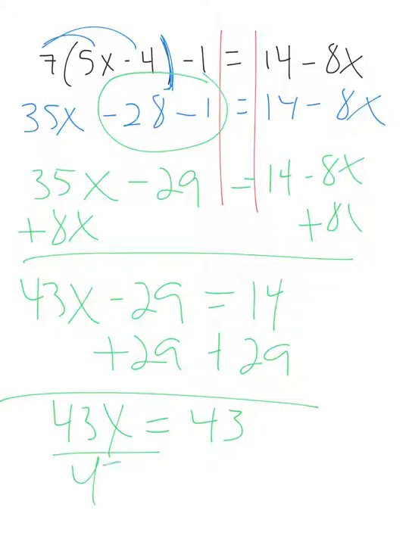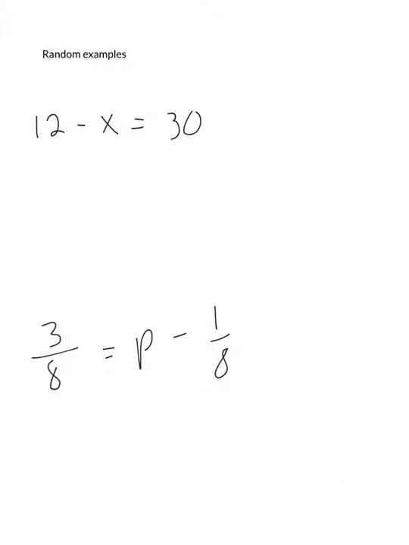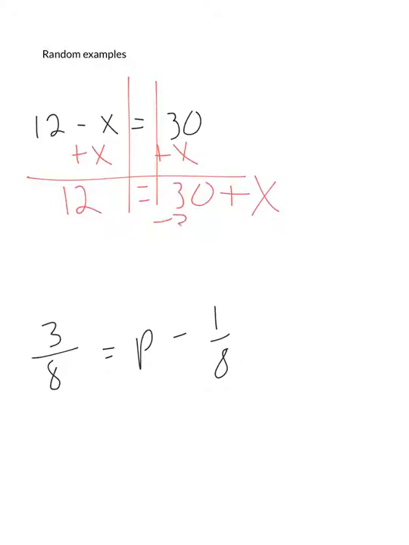And then divide by 43. This is probably as complicated as you'll see on the quiz. Here are just some random examples of problems that could trip you up. In a case like this first one here, I actually like to add x to both sides. And that way I don't have to worry about that negative x. And then I'm just going to subtract the 30 here. Negative 18 equals x.